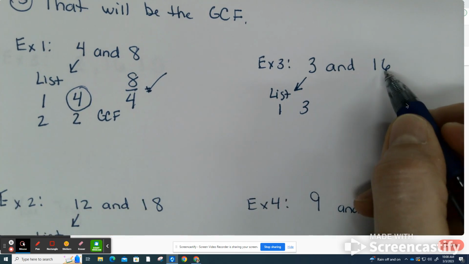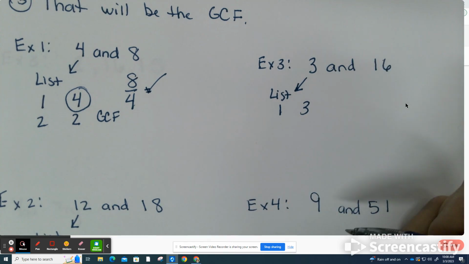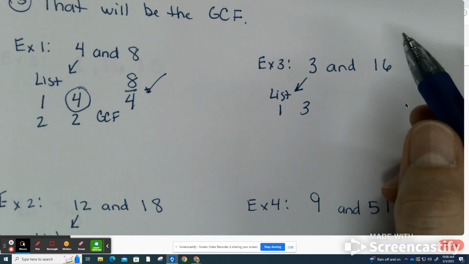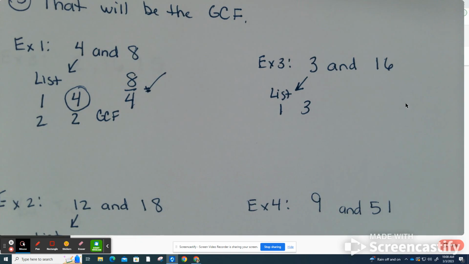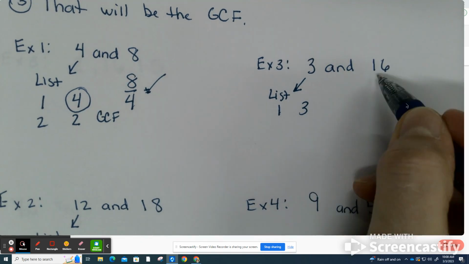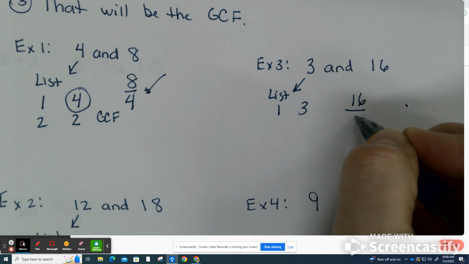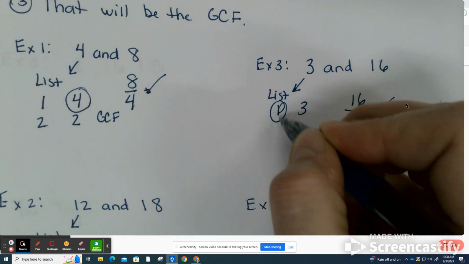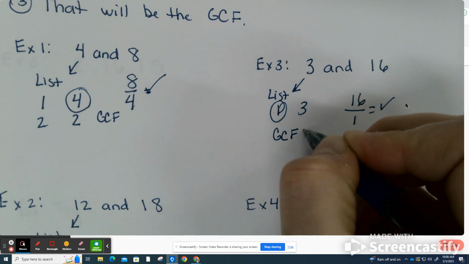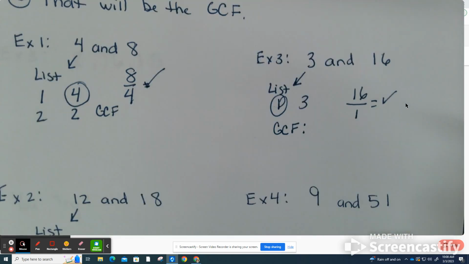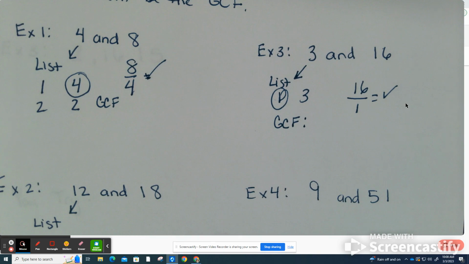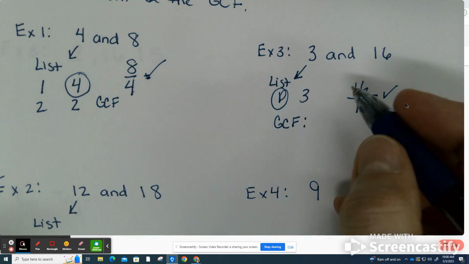Now I'm going to look and see, was 16 divisible by 3? No. So is 16 divisible by 1? Yes. So 1 is my GCF. And 1 can be the GCF. That just means they don't have any common factors. Okay? So you're just not going to factor anything out. That's just your greatest common factor, 1.